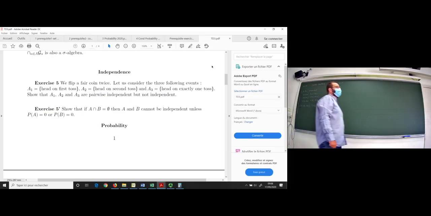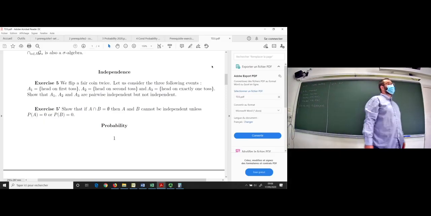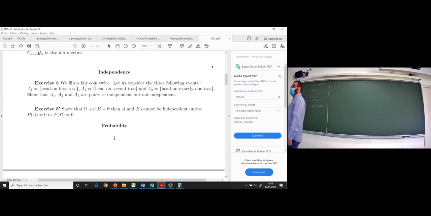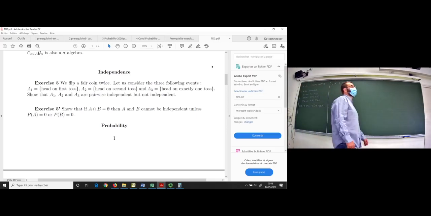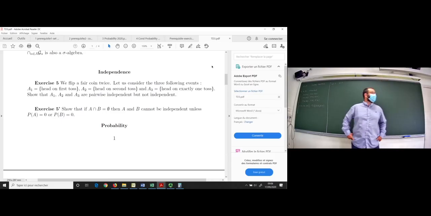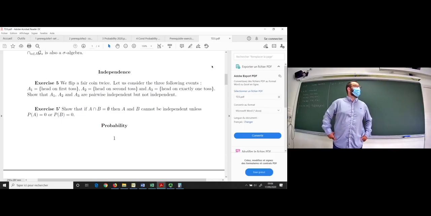So let's have a look at the statement. We flip a fair coin twice, and a priori I have no relation between the first and the second toss. Let us consider the three following events: A1, I obtain head on the first; A2, I obtain head on the second; and A3, head on exactly one.